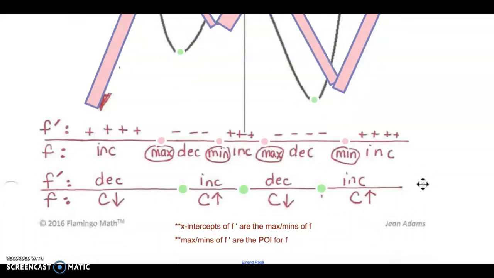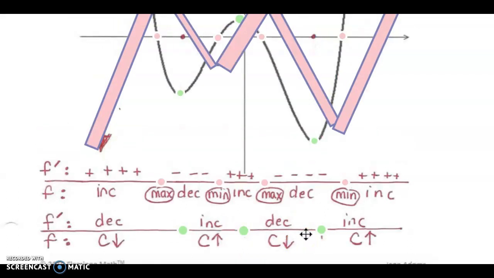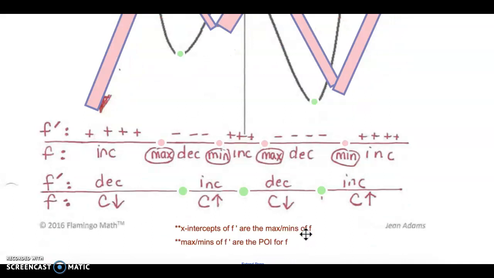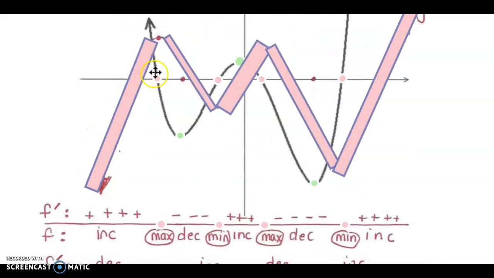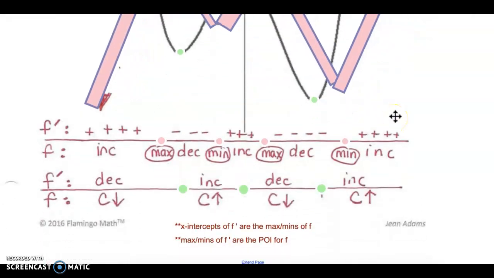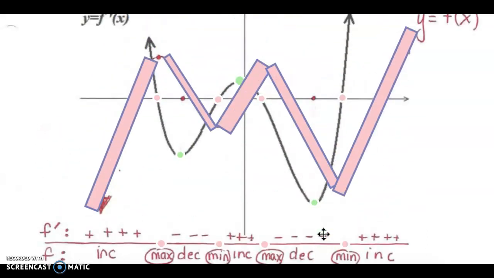Alright, so now I did put a couple notes down here that the x-intercepts of f prime are the max and mins of f. So wherever you see the pink dots on our f prime, that's where our max and mins are going to be for f. And then the max and mins of f prime are the points of inflection for f. So the green dots are going to be the points of inflection, where it changes concavity.